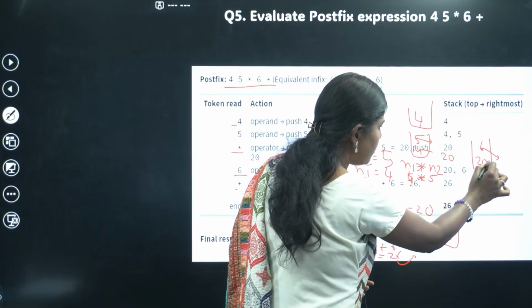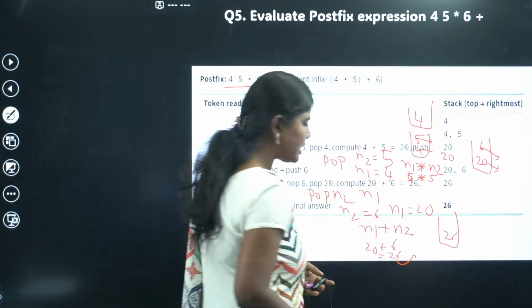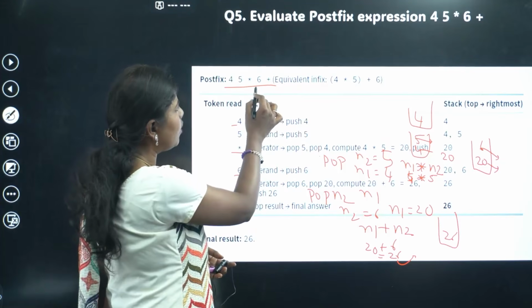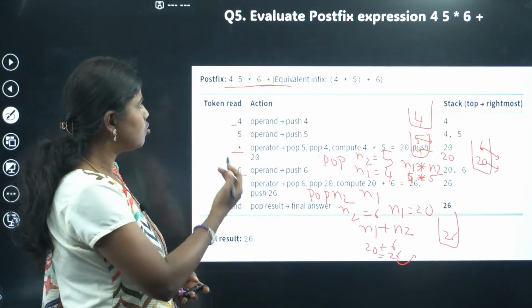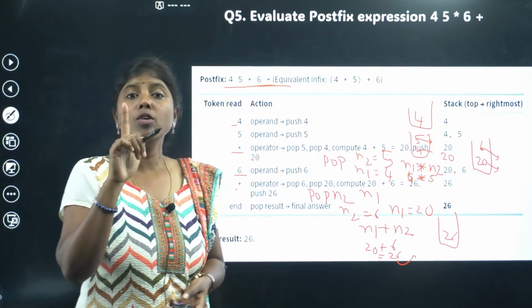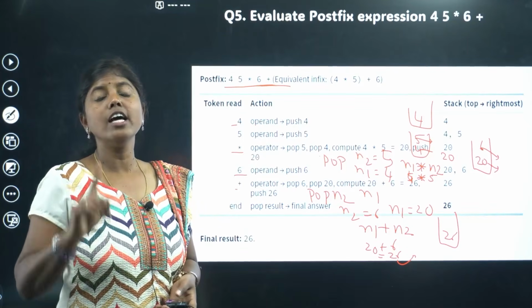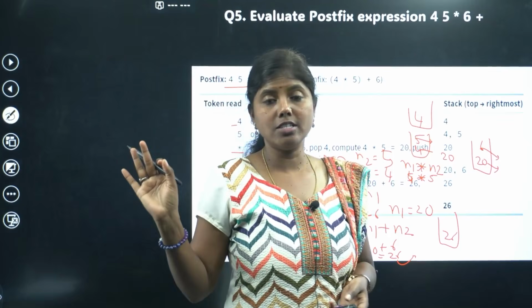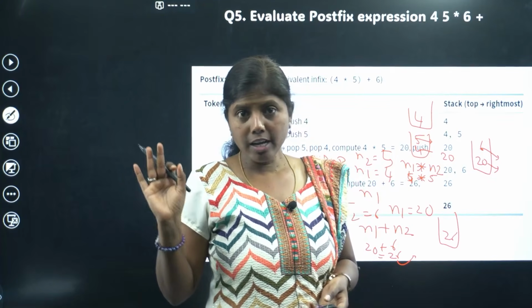That means these have popped out. 26, I have got it, and I push it to the stack. Then what do we have? I don't have anything now. I have done with plus also. Everything is done, no element. Only one element is there in the stack, which means that itself is the result. Is the point clear? Very simple.